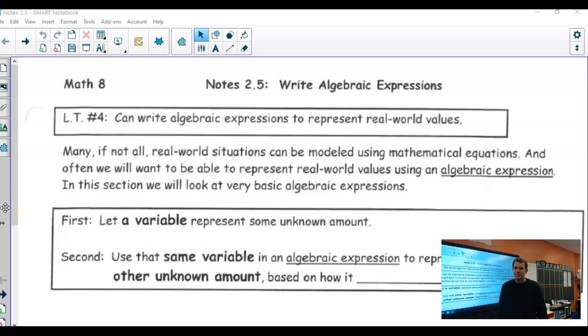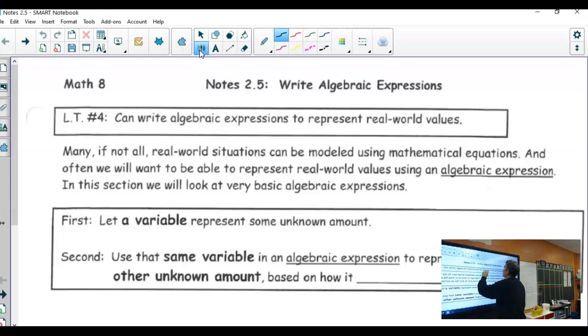We are doing the notes for section 2.5, which means chapter 2, section 5. It is the last notes from chapter 2. So here we go. You can see that the notes today are on writing algebraic expressions, something we've already done practice on a little bit. I'll show you in a second on Delta Math.